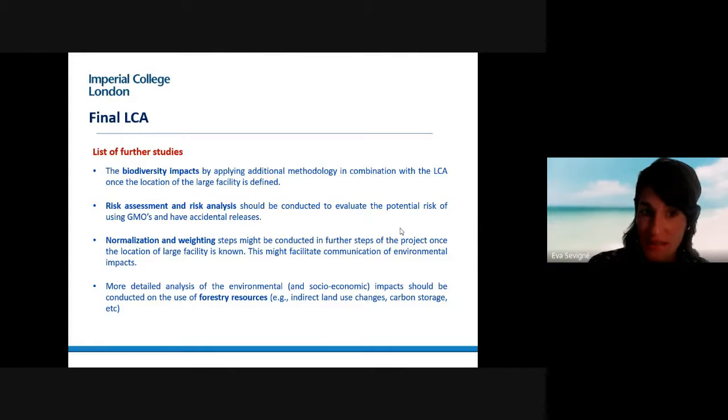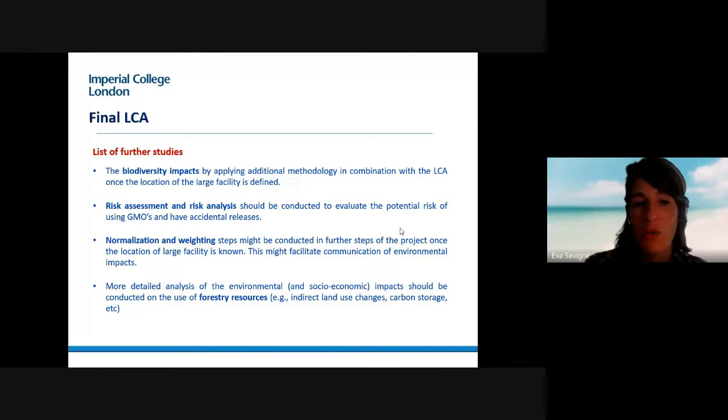In further stages, we are also going to evaluate the risk assessment and the risk analysis to evaluate the potential risk of the use of GMOs and having accidental releases. Once we have the location, we are also going to evaluate the normalization and the weighting steps, probably as additional or complementary information.